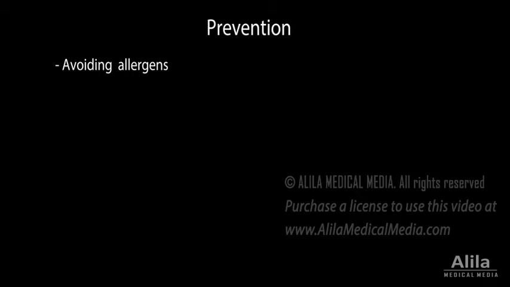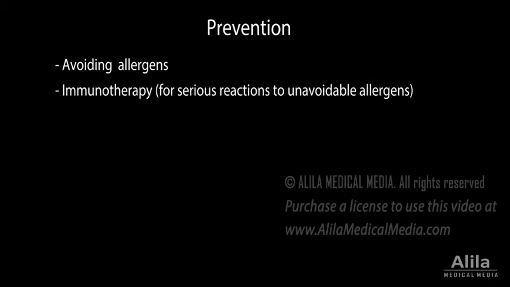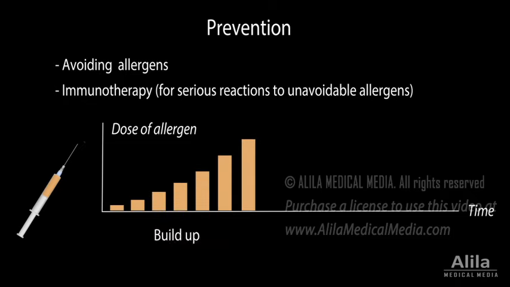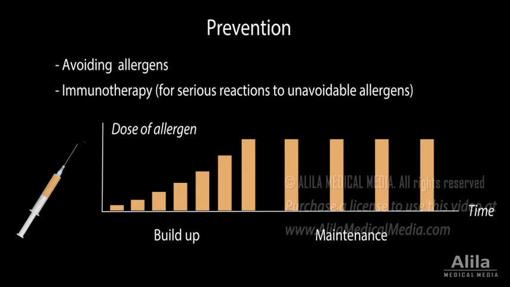People with serious reactions to unavoidable allergens may benefit from immunotherapy. In immunotherapy, patients are injected weekly with gradually increasing doses of the allergen, starting with a tiny amount. This process desensitizes the immune system, reducing reactions to the allergen, but may take several years to complete.